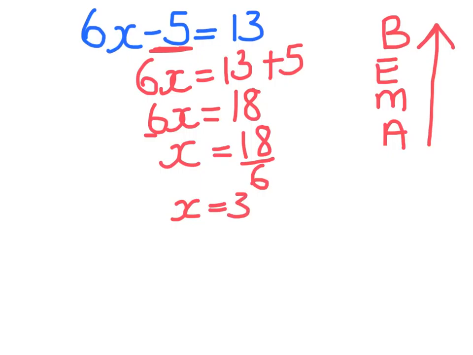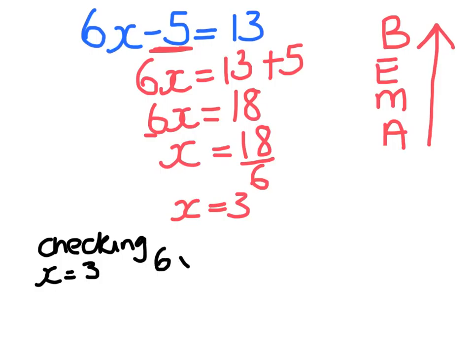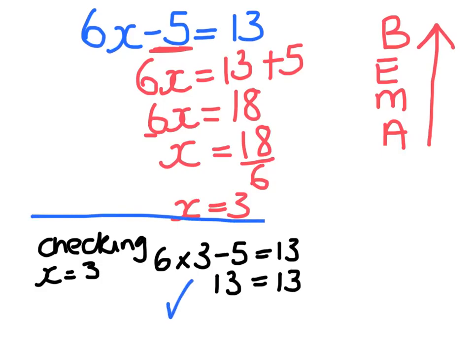Like we did on the other side, we're just going to do a bit of checking. Okay, and we're going to say when x equals 3, we're going to get 6 times 3 minus 5 equals 13. 6 times 3 is 18, minus 5 is 13, and therefore we know both sides of the equation are correct. Therefore we know that back up here is also correct.